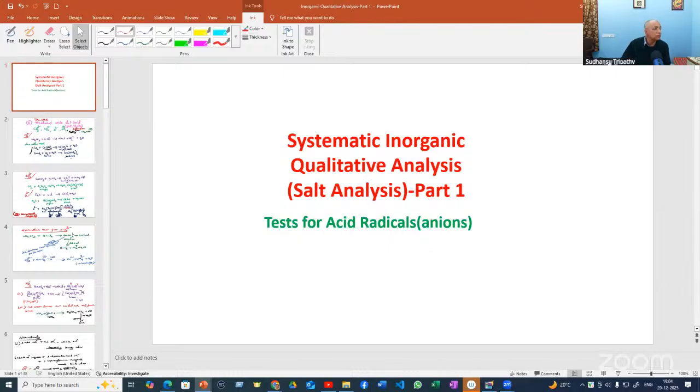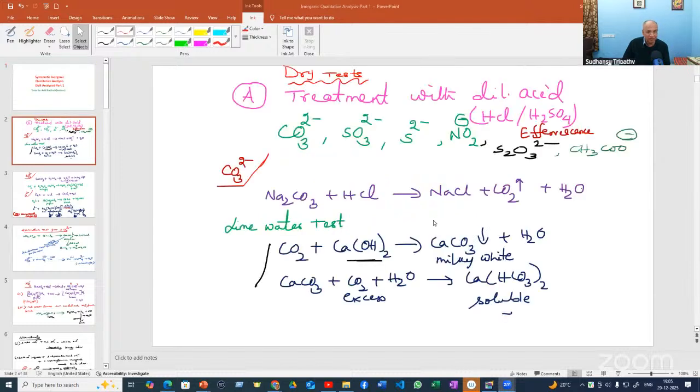So most of the transition metal compounds are colored. So you are not given in the practical a colored salt usually, but you must study everything theoretically, how to detect the positive and negative ions. So let us go for negative ions first. Now the first category is the dry tests.